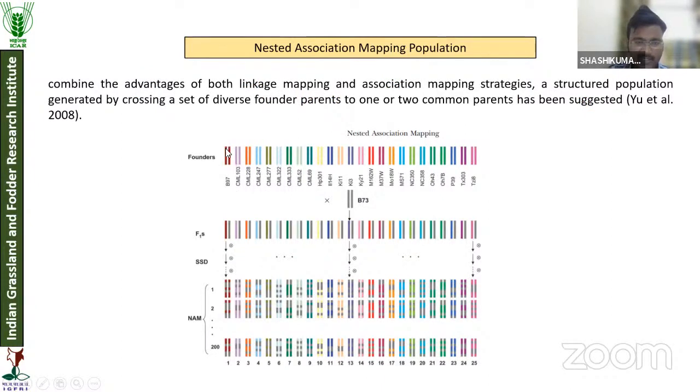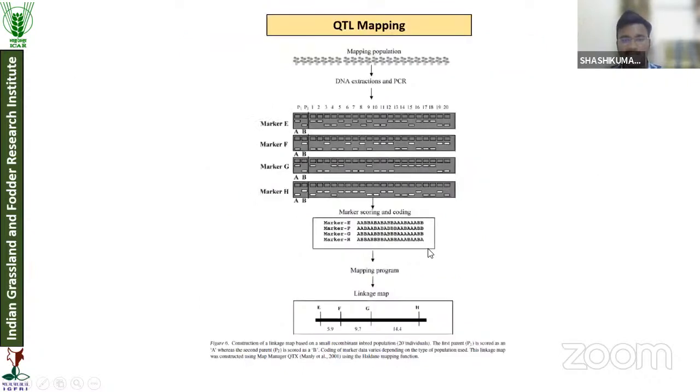Here the single parent line is called the founder line. It is crossed with around 25 different lines, and you continuously self these lines to develop a RIL population. Here B73 is the common parent. These 25 lines are crossed with the B73 line, and you continuously self it to develop a RIL population. This is called a nested association mapping population, so you are capturing alleles from the 25 different lines.